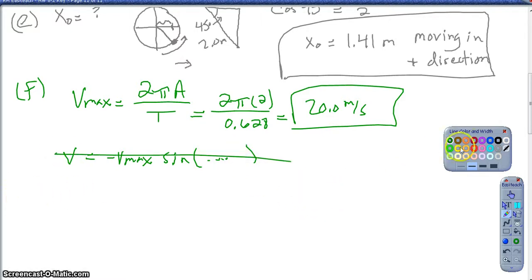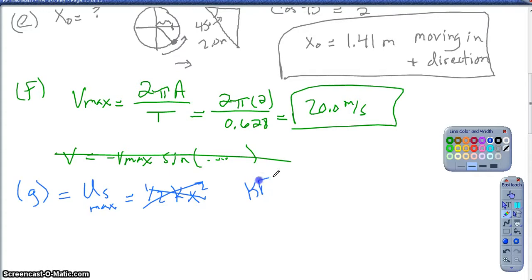Part G asks us to find the maximum or the total energy, right? And to do that, you can do any number of things. You can use the maximum potential energy, which we know would be 1/2 k times x squared. Since we don't know the spring constant, though, that's not going to be the easiest route. So instead, I'm going to find the maximum kinetic energy, which I know is 1/2 mass times that maximum velocity, which I just found.